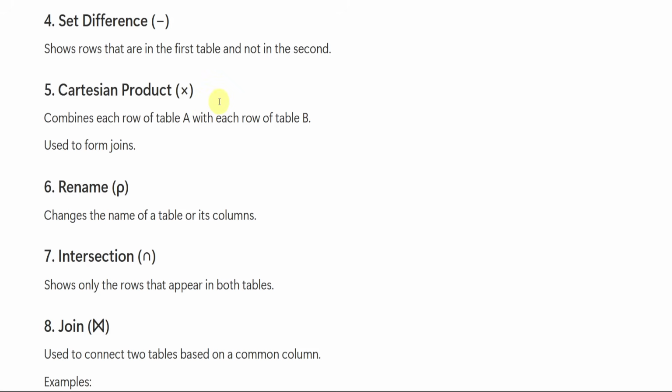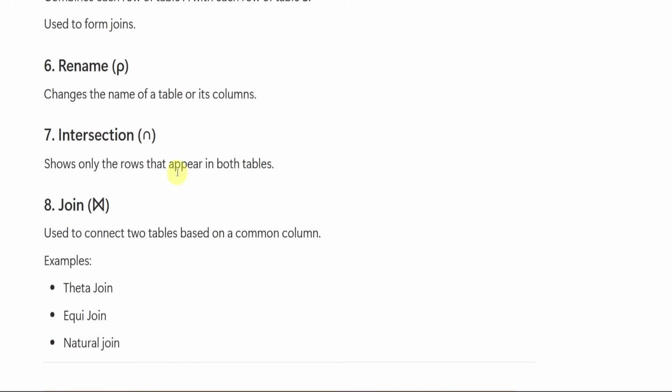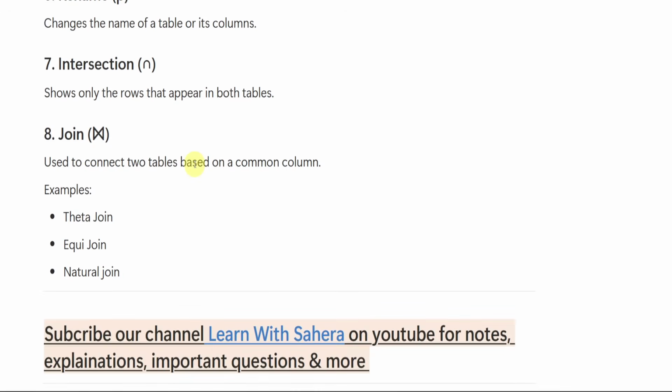Then we have Cartesian product. You can see the symbol here. Cartesian product will combine each row of one table with each row of another table. Each row will be joined, or connected, to the other table's rows. Getting my point? Then we have rename. The name itself is saying it changes the name of a table or its columns. Intersection, like when we want to show only the rows that appear in both tables. Intersection means table 1 is there, table 2 is there. If the same rows are in both the tables, those rows will be shown in the intersection.